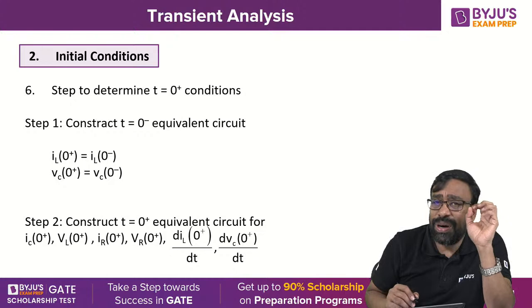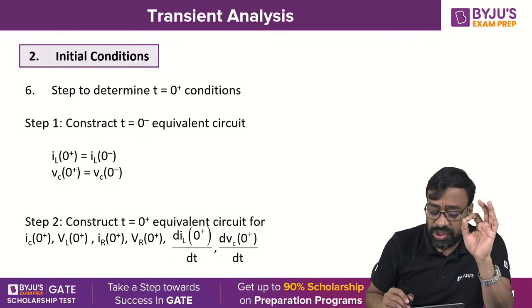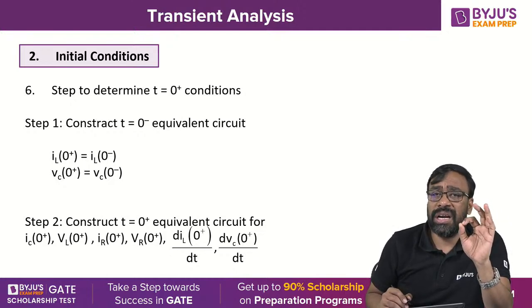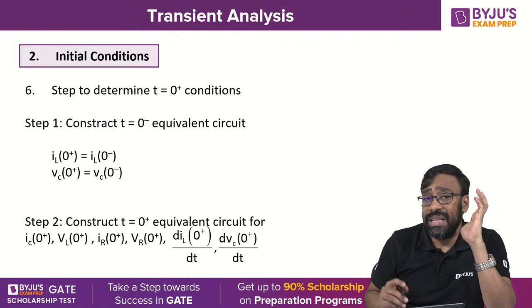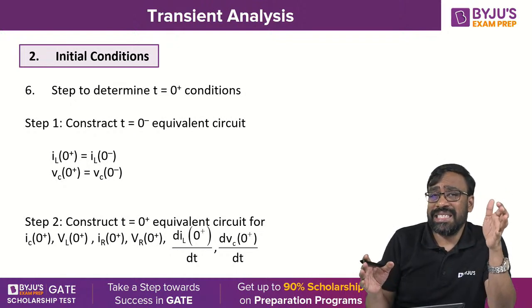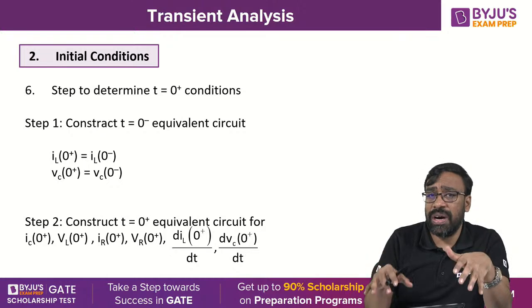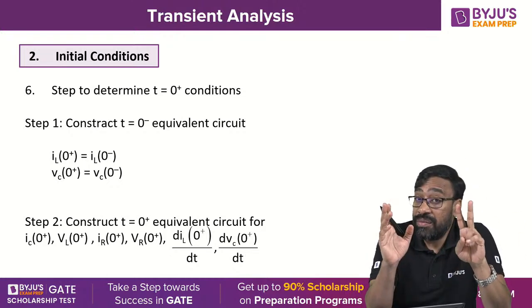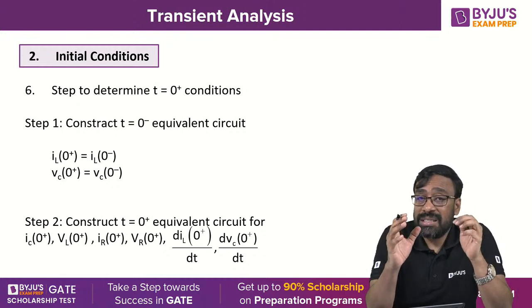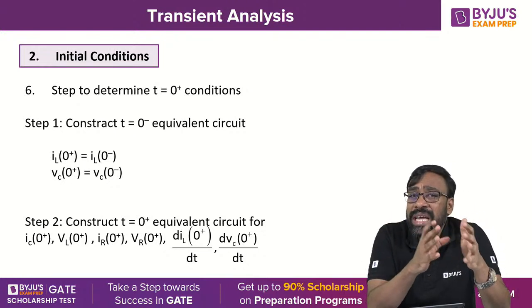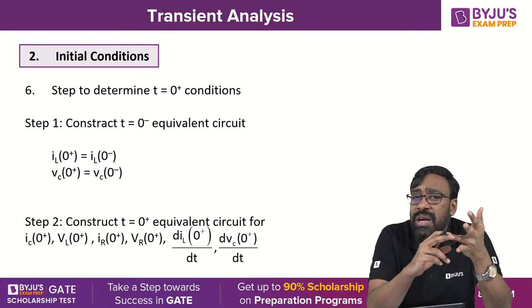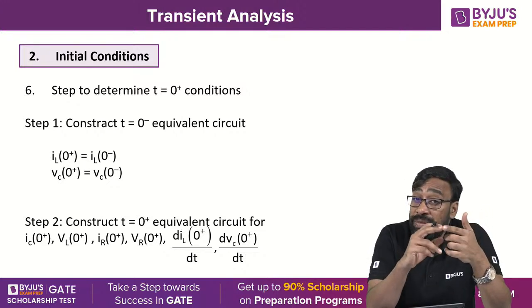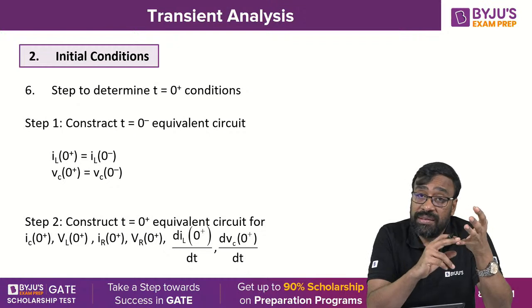Now, I would like to explain a simple two-step approach to determine the initial conditions, because in the GATE, I think more than 60% of the questions asked so far are on initial conditions only. Initial conditions are of two types. One is the normal initial condition, the non-derivative terms like IR of 0 plus, VR of 0 plus, IL of 0 plus, VL of 0 plus, IC of 0 plus, VC of 0 plus.